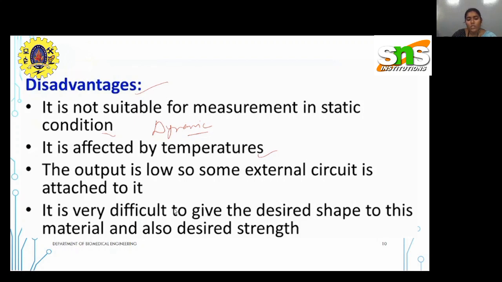The last point is that it is very difficult to give the desired shape to its material. Once it undergoes deformation when we subject it to stress, it finds it very difficult to recover its original shape or original strength. If it does not regain its original shape or strength, then obviously the second set of readings will be wrong, leading to false results. That also affects the accuracy of the piezo transducer. So these are the disadvantages of the piezoelectric transducer.